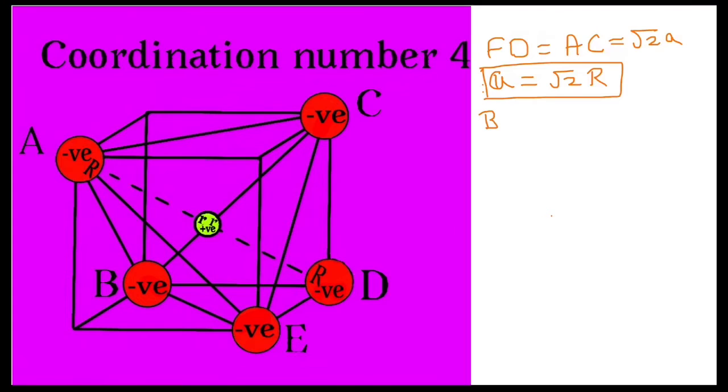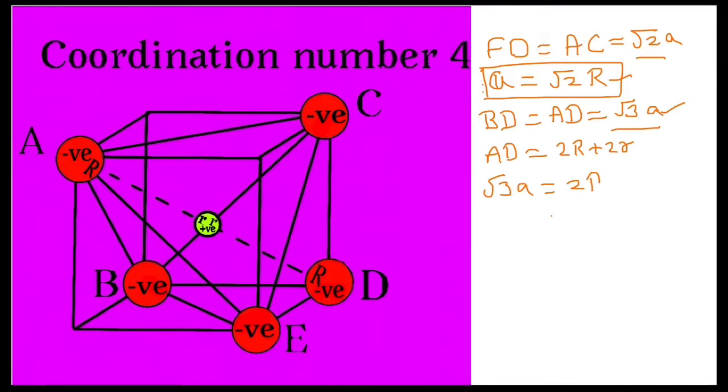Now we'll discuss the body diagonal AD, which is equal to root 3 a. For these derivations, I want you all to watch the previous videos, where you will understand how I got root 2 a and how I got these. Now, AD is equal to R plus R plus R plus R, that is 2R plus 2r, small r's. Now, root 3 a is equal to 2R plus 2r.